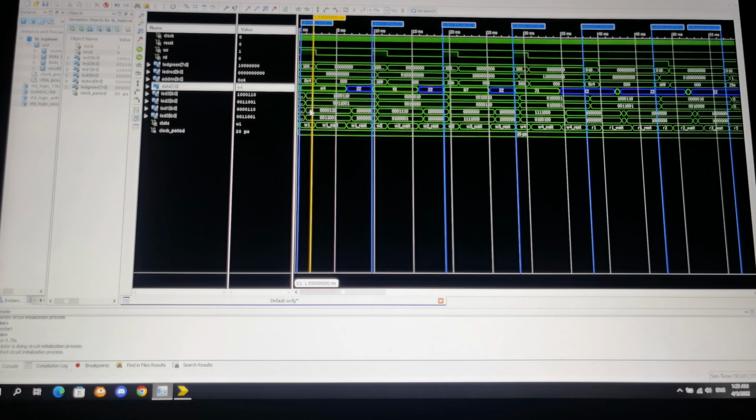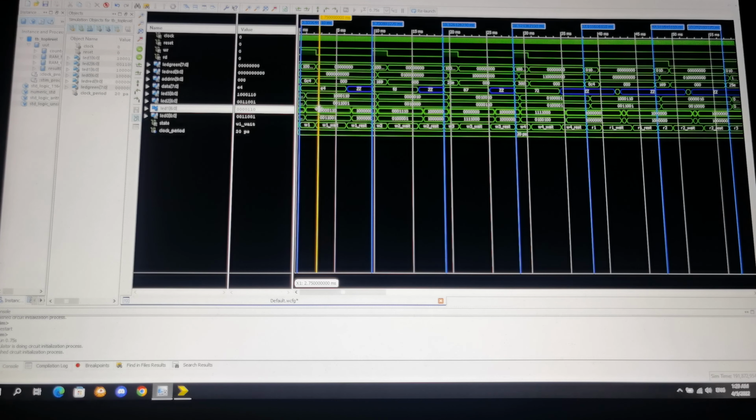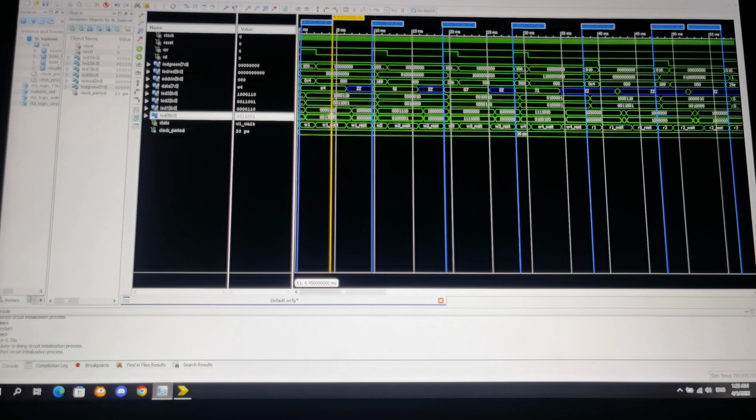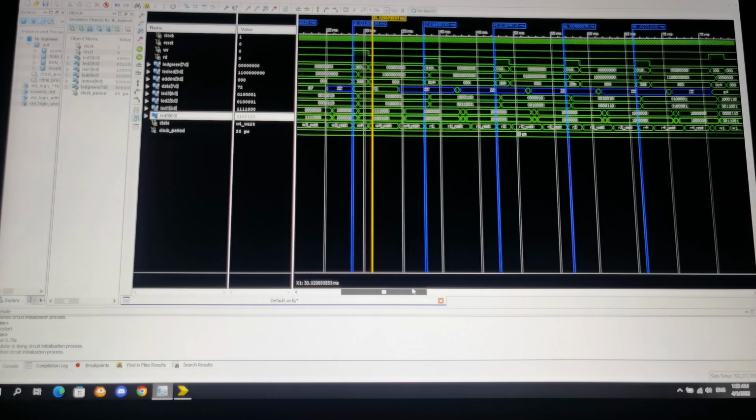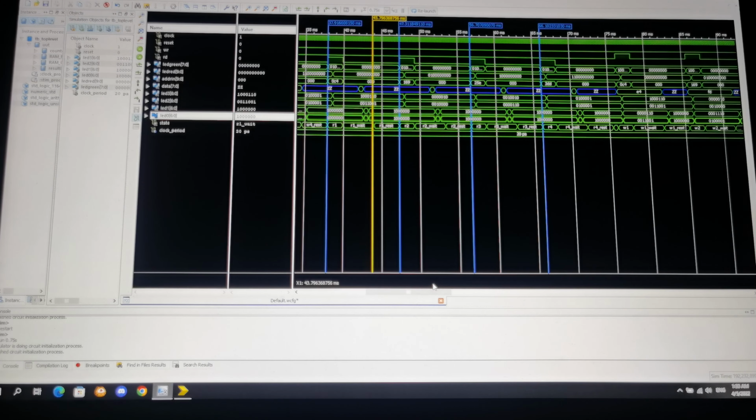This LED represents E, and this LED represents 4. This process will be repeated until the last memory bank, which is here: the first memory bank, second memory bank, third memory bank, and this one is the last memory bank. So, moving forward to the read operation. Yeah, this is the read operation.